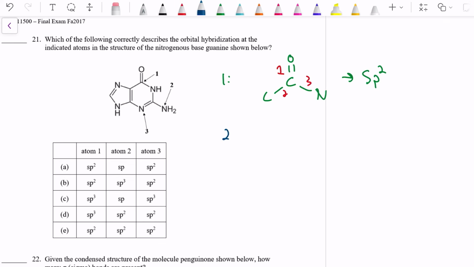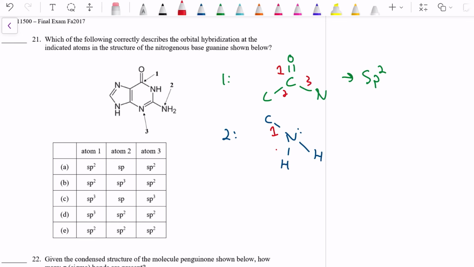I'll do it in blue. Okay, atom 2 is this nitrogen that has a bond off to some carbon, a hydrogen there, and maybe another hydrogen, and then it also has a lone pair. I know nitrogen is going to carry a lone pair with it if it's neutrally charged. So let's count these up.